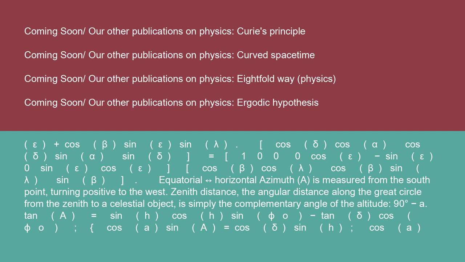Equatorial to horizontal: azimuth A is measured from the south point, turning positive to the west. Zenith distance, the angular distance along the great circle from the zenith to a celestial object, is simply the complementary angle of the altitude, 90 degrees minus a.